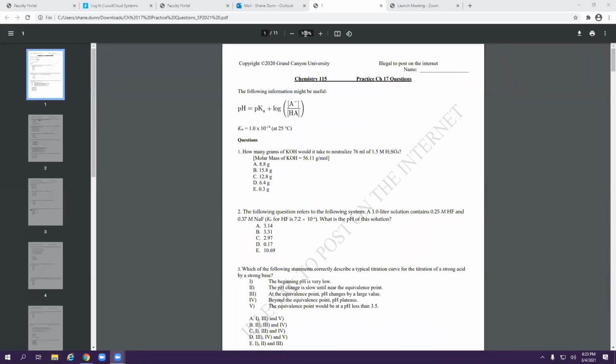Okay, so we're doing chapter 17. What is chapter 17 mainly on? Do you guys know? There's two big concepts. It's buffers and solubility. So we're going to talk about those two concepts.